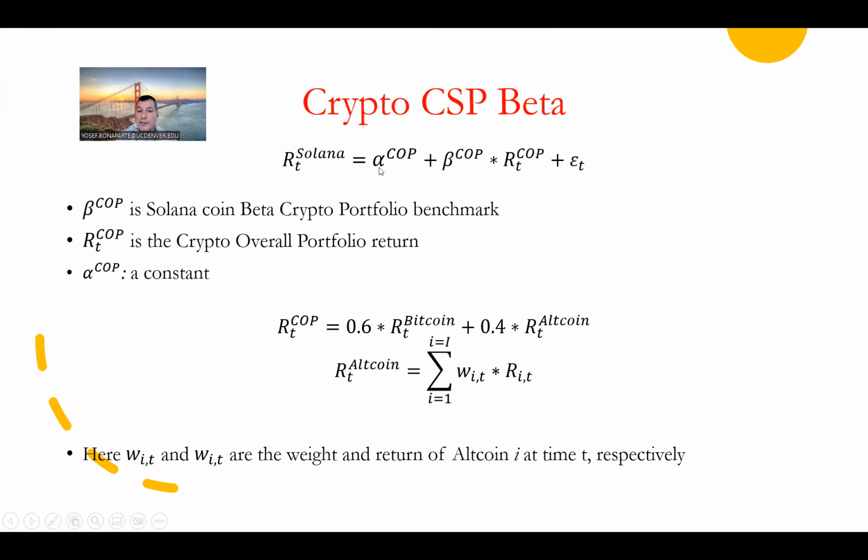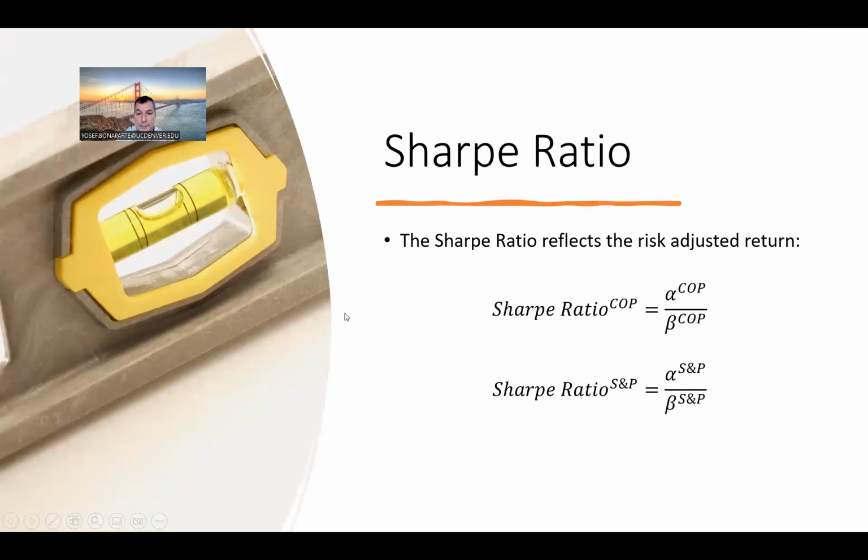The other beta is if you regress Solana on R_t COP, which is the return for the crypto overall portfolio. Then this is a constant, and this is the beta. Now the question, what is R_t COP? The return for the crypto overall portfolio: 0.6 of the portfolio is Bitcoin, 0.4 is altcoins, the other coins. We consider 25 coins. And then we measure this R_t COP by weighting by the market cap, the size of the company, multiplied by return, and that gives you the R_t COP. And I will show you that.